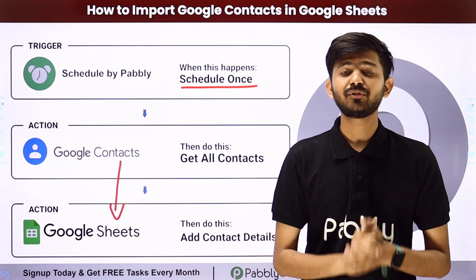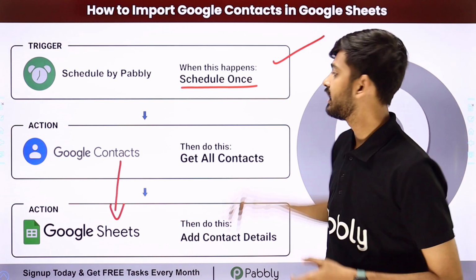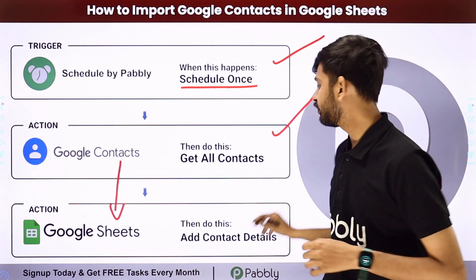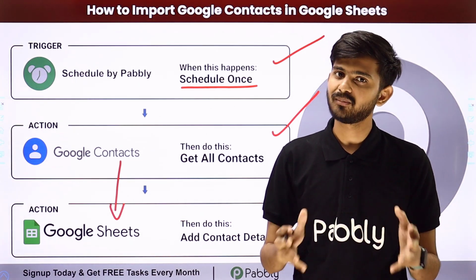In Pabbly Connect, I have to use trigger and action. In trigger application, I'm going to use Schedule by Pabbly. In action application, I'm going to first use Google Contacts and then I'm going to use Google Sheets. So how am I going to build this connection? For that, let me take you to my computer screen.